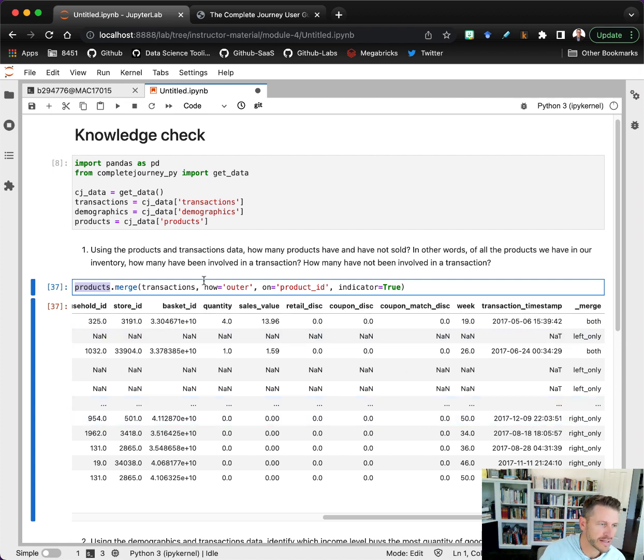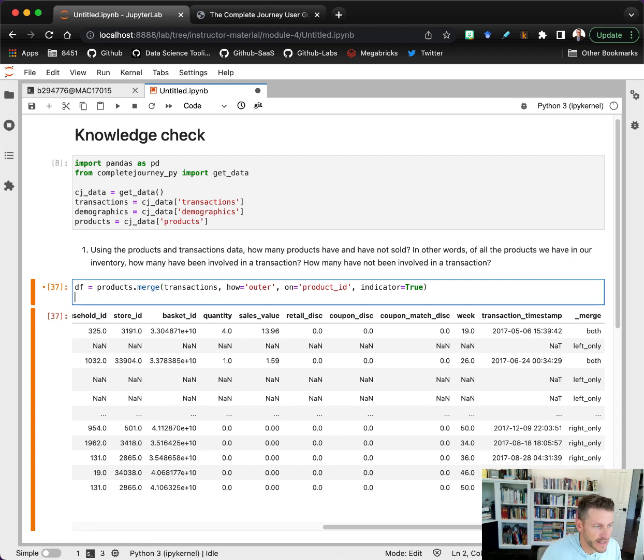Right only means that that product ID value was in the transactions table, but not in the product table, right? So what we care about is which of the products that we have in our inventory or our catalog have not been involved in a transaction. All right, so once we do this, let me go ahead and just save this as DF.